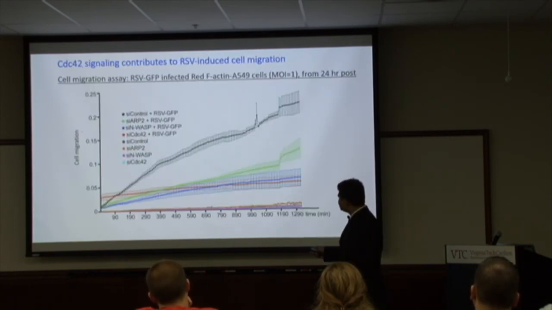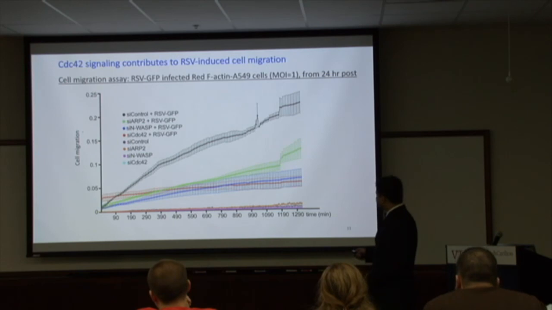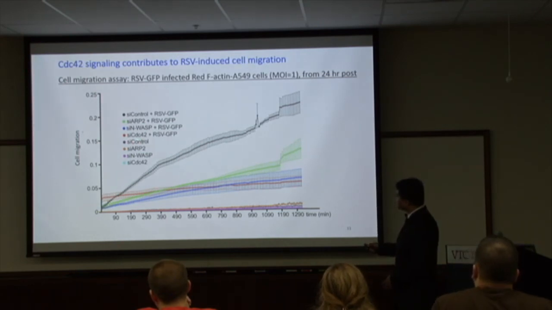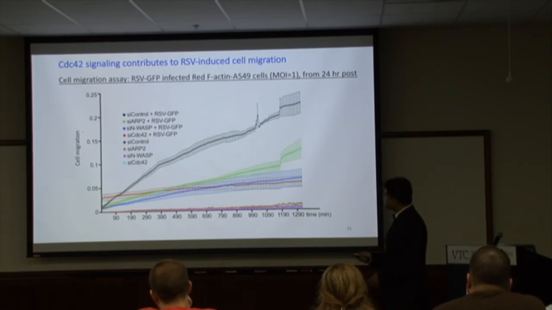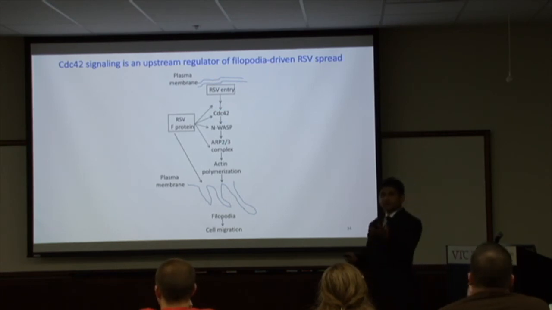The result I only show here: the control RSV infection induced virus migration, and if you knock down either of these proteins, it reduces this RSV-driven migration, confirming that we found an upstream regulator for this process as well. Probably you also asked, yes?